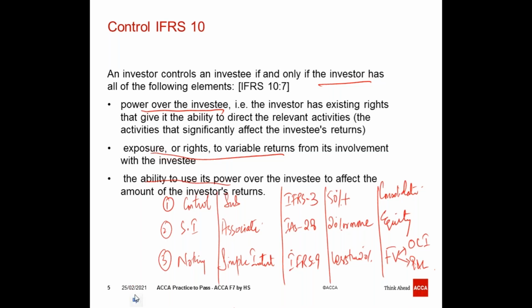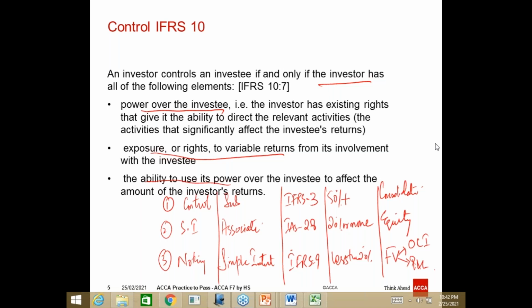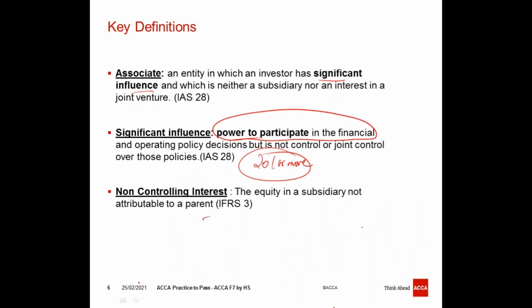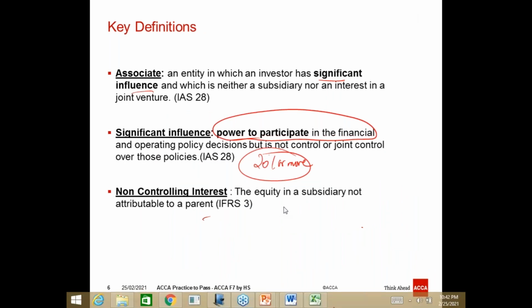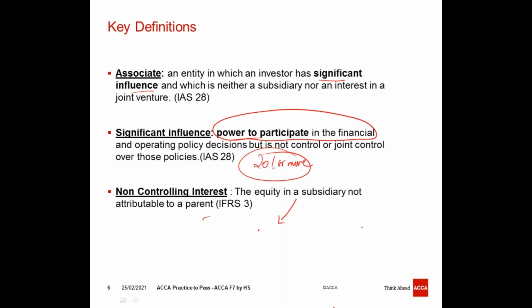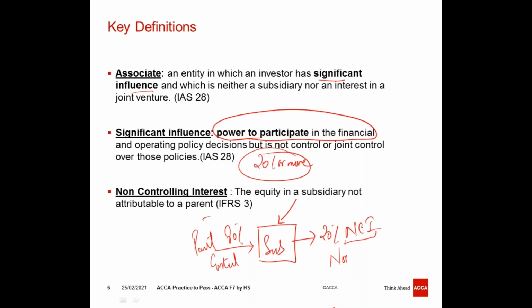Is it clear? Now, the next word is NCI. NCI is actually the remaining interest in the subsidiary company after deducting the parent share. If the parent company has acquired, suppose, 80% shares, then the 20% share will be for NCI. Because the parent company can control the subsidiary company, there are parties who have an interest in the subsidiary but they cannot control. That's why we call it non-controlling interest.